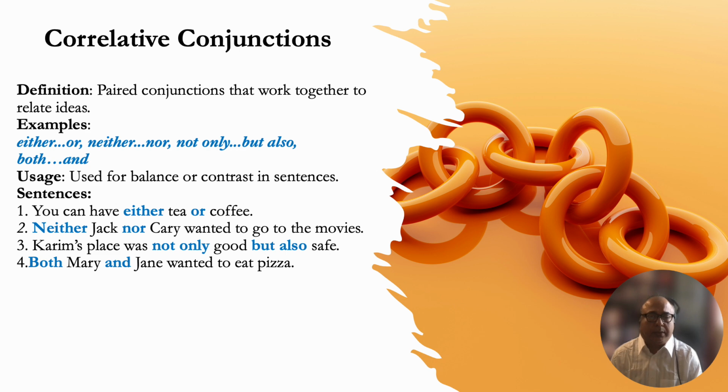That's because you give a person a choice or show a contrast in the sentences that you write. You can have either tea or coffee. Kareem's place was not only good, but also safe. And you see both and there are two people here, both Mary and Jane wanted to eat pizza.